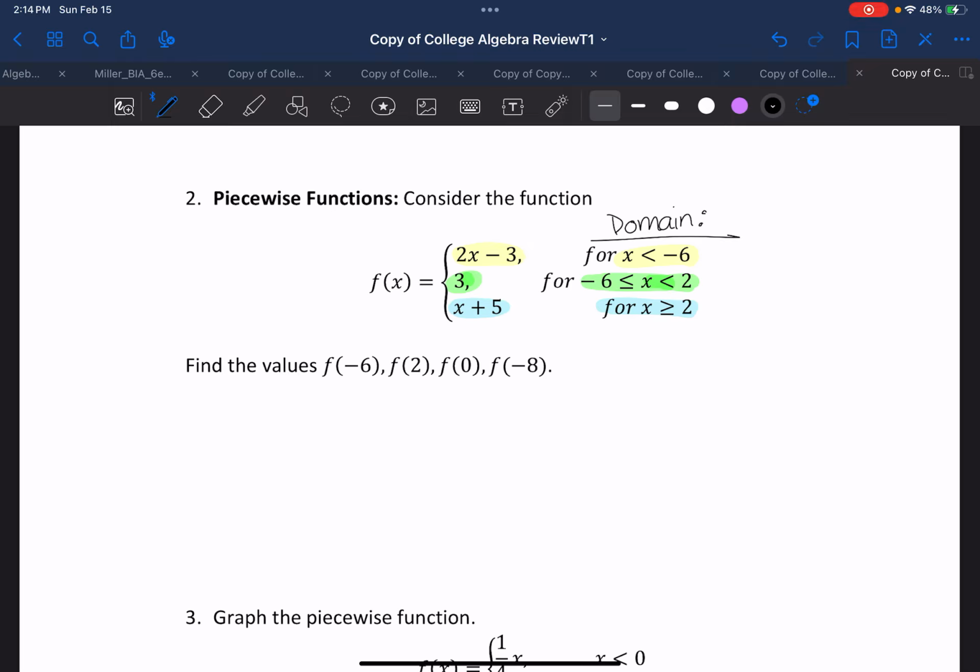So the first type of problem you would see on your exam is asking you to find function values of a piecewise function.